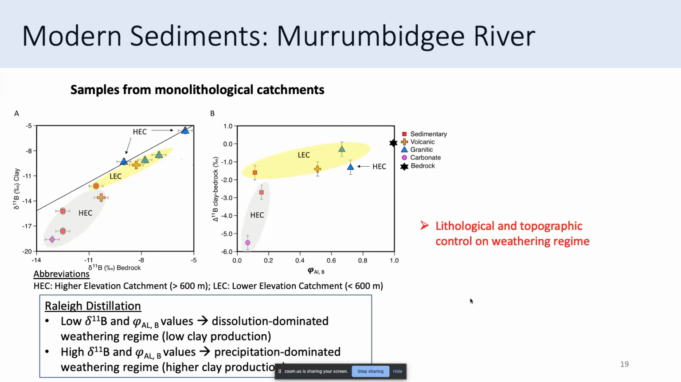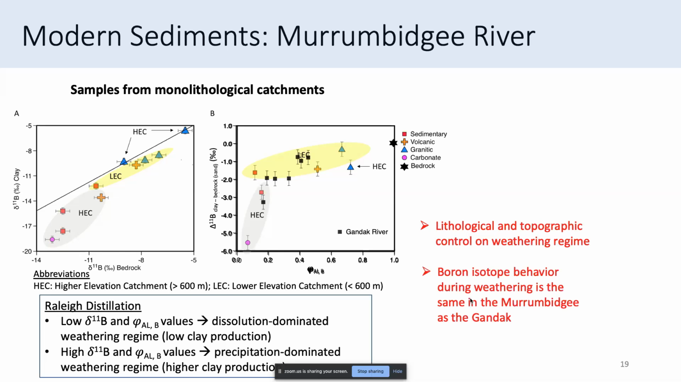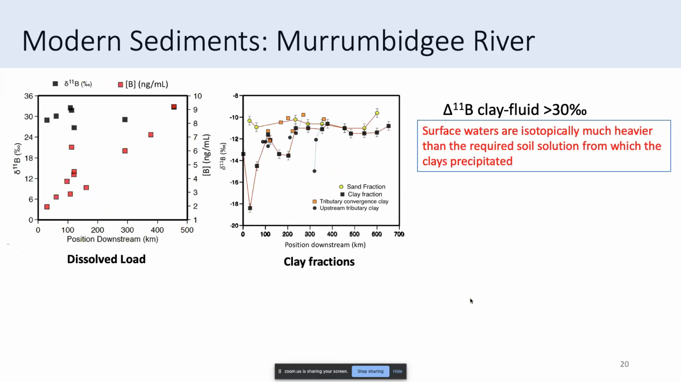I'm going to superimpose a graph onto the graph in the middle here. So we see the same thing in the middle, but when I press the button, I'm overlaying Gandak data. So this is data from the Himalaya, and it shows the same pattern as we see in the Murrumbidgee. We're seeing that the boron isotope behavior is the same in both rivers. So kind of cool. I published a paper on this, mostly stating that the high elevation looks different than the lower elevation, and that depending on what type of rock you are, your boron isotope signature is going to be different.